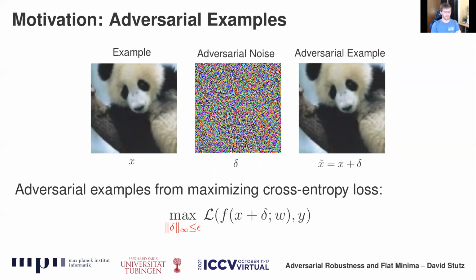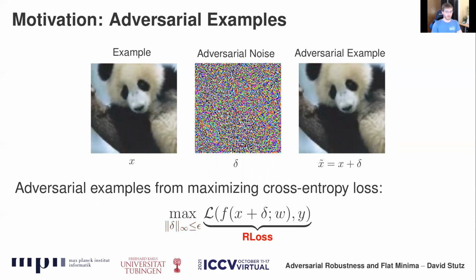To this end, the noise delta is usually constrained in its L infinity norm, as highlighted in red, in order to make sure that the noise is imperceptible. Cross-entropy loss computed on adversarial examples is referred to as a robust loss and serves as our primary measure of robustness. We will also use robust loss to quantify flatness later on.